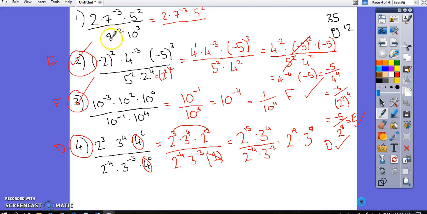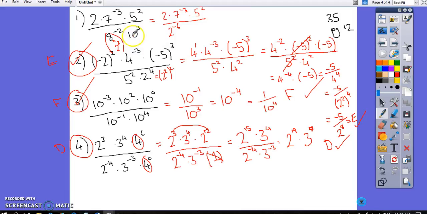Well, actually, let's work with the 8 first. 8 is 2 times 2 times 2. So 8 is actually 2 to the power of 3. So here I have 2 to the power of 3 to the power of negative 2, which gives me 2 to the power of negative 6.